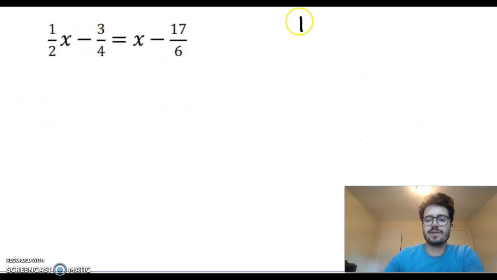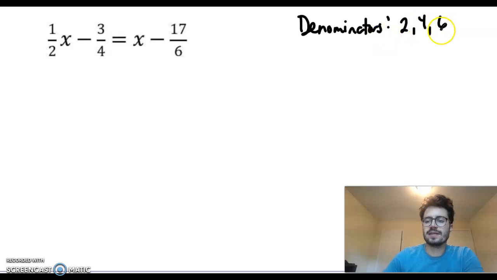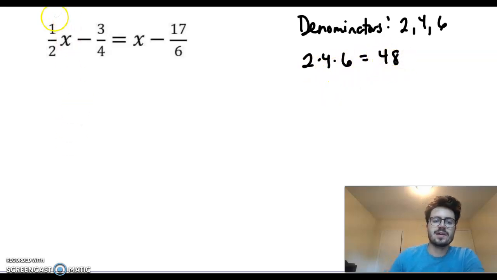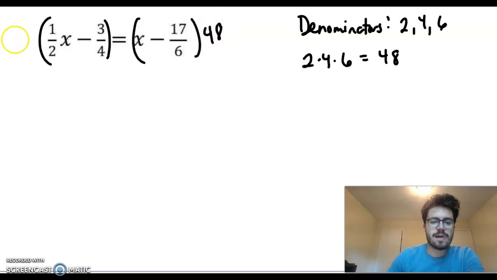Now here, notice we have so many denominators. We have 2, we have 4, and we have 6. So what I'm going to do, I'm going to multiply all of them. 2 times 4 times 6 gives me 48. So I'm going to multiply both sides of my equation by 48. Let's distribute and see what happens.